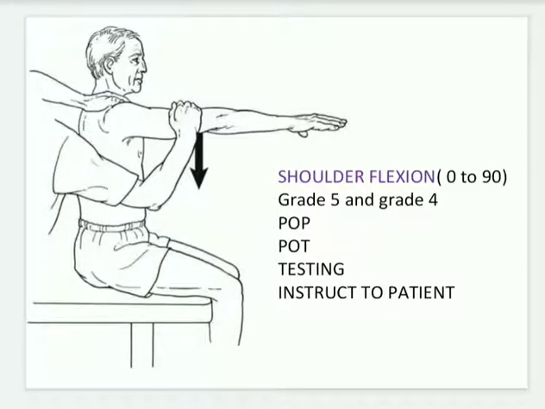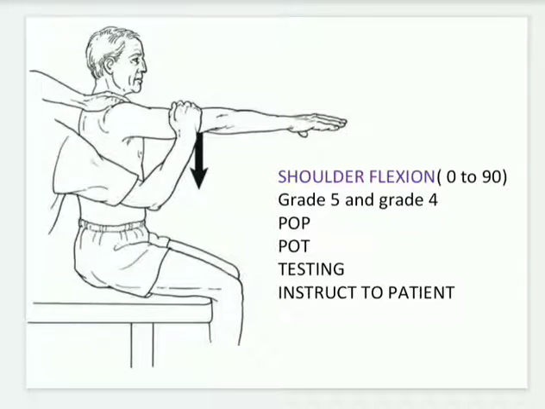The position of the therapist is standing. And what is the test? The patient will be flexing the arm up to 90 degrees to the shoulder level, without any rotation, in a straight line, as you are seeing in the picture. The scapula should be allowed to abduct and rotate, where the therapist will place the hand on the shoulder.